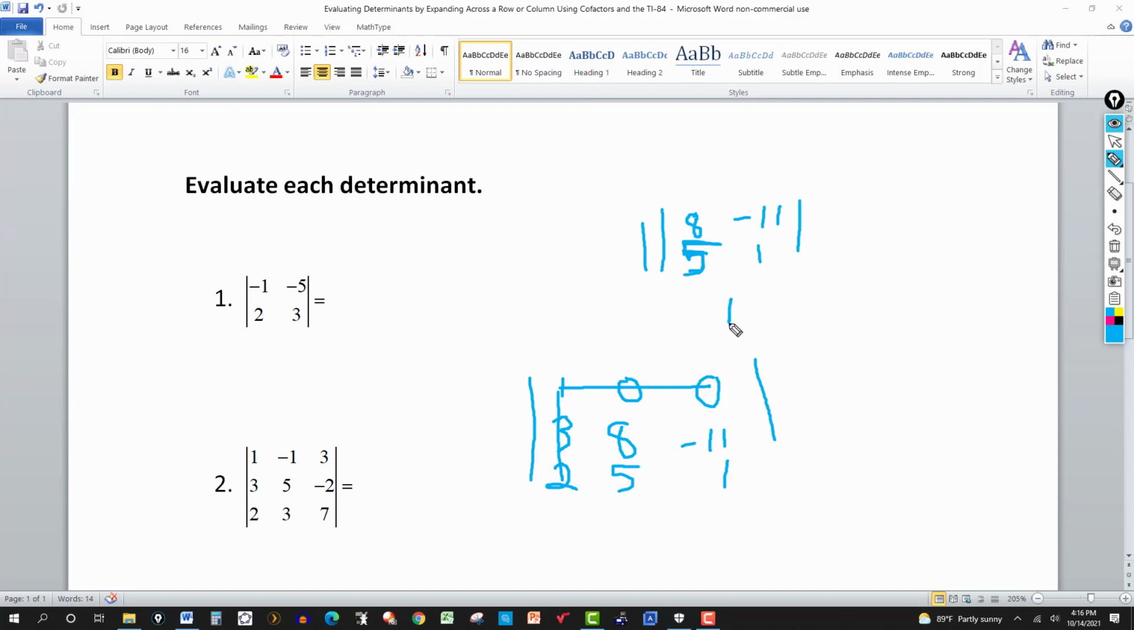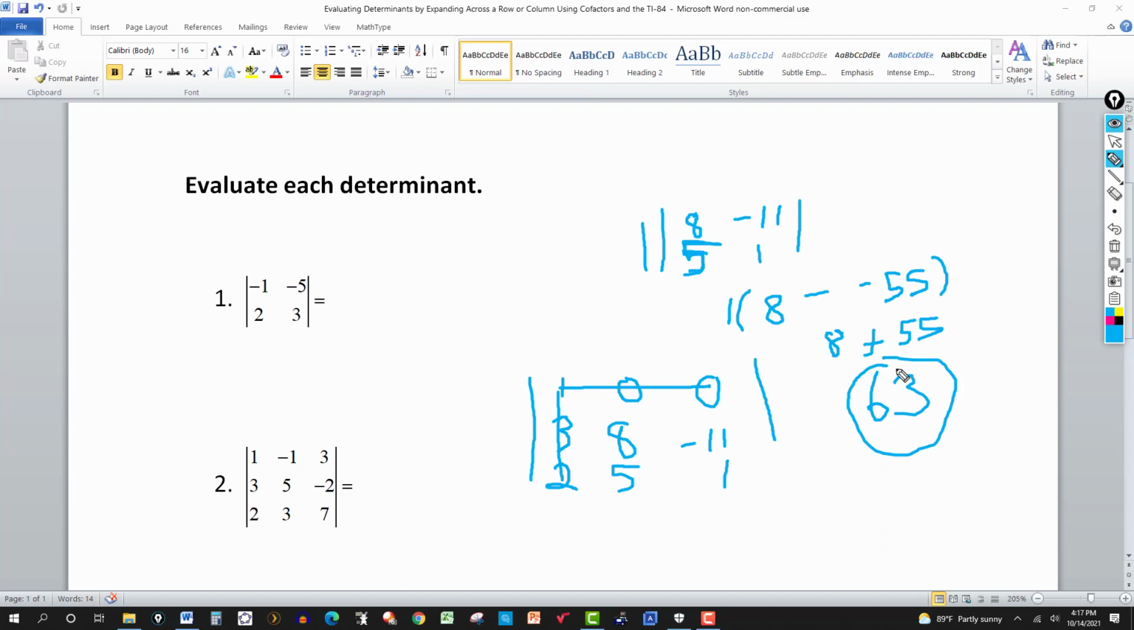So this is going to be 1 times the cross multiplication here, that's going to be 8, minus 5 times negative 11, which is negative 55. That's because of the double negative, that makes it a plus. So we get 8 plus 55, which of course gives me 63, which is the same thing we got using the regular expansion method without the zeros.